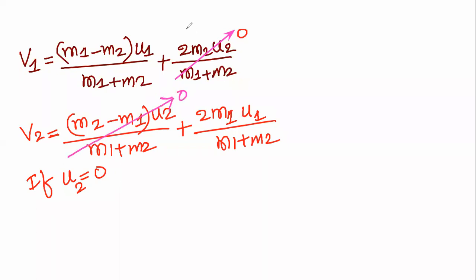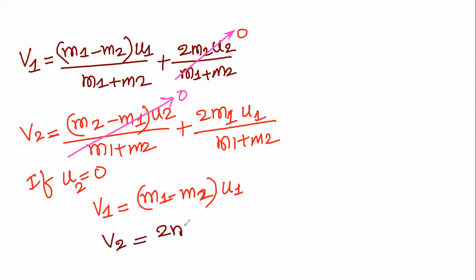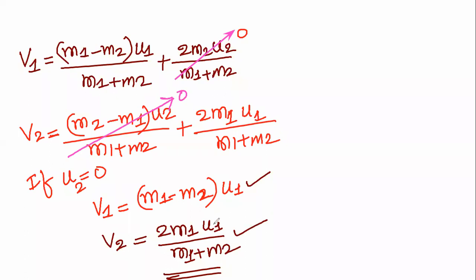Therefore, the velocities of the bodies after collision are: V1 is equal to (M1 minus M2) into U1 divided by (M1 plus M2), and V2 is equal to 2M1 U1 divided by (M1 plus M2). These are the velocities of the bodies.